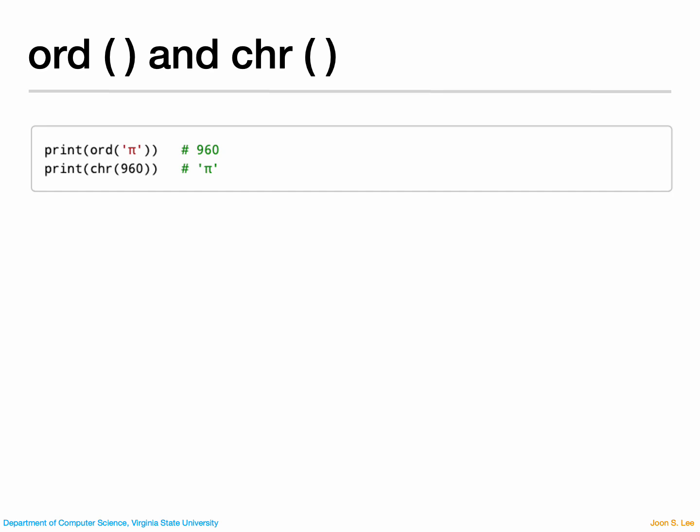These functions are extremely handy for working with text and programming. For example, if you ever want to shift letters, build a cipher, or generate a sequence of characters, you'll often use ord and chr.